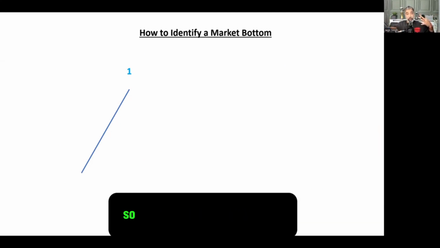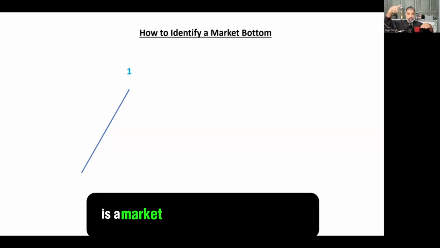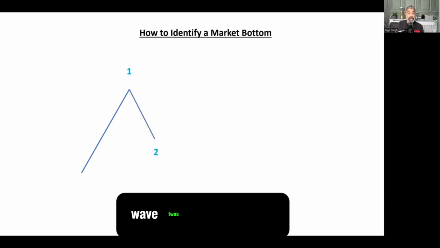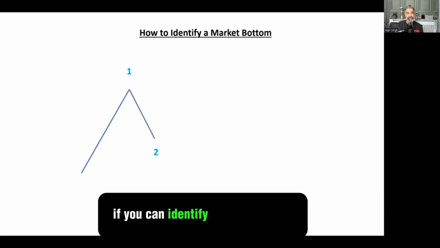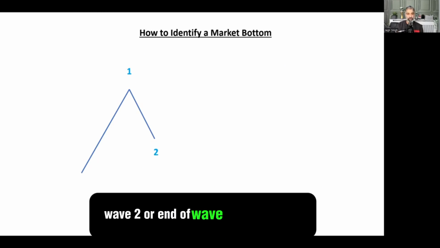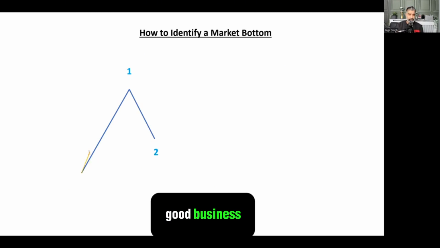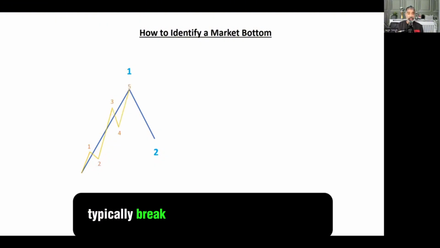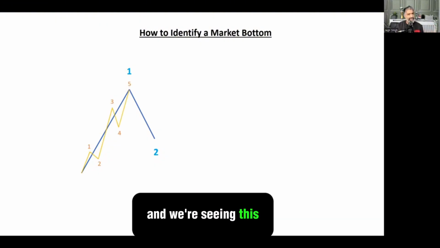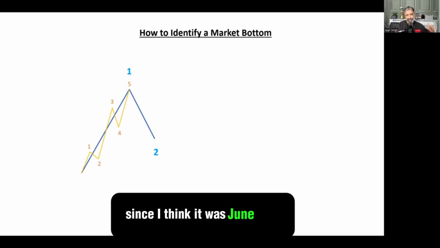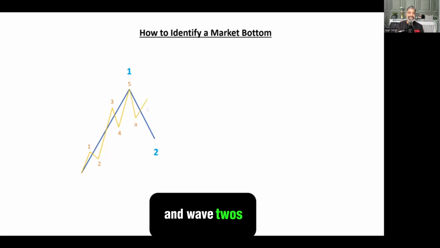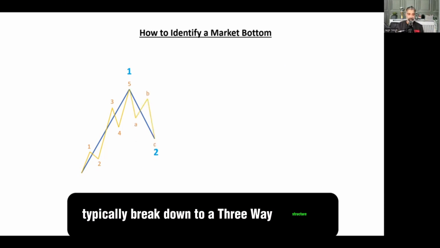So 5s and 3s. What I'm always looking for is a market to do some type of impulse and then some type of correction. And the correction is often a wave 2. Wave 2s are my favorite. If we can identify a very clear-cut wave 2 or end of wave 2, then we're in good business. So knowing that wave 1s typically break down to a 5-wave structure, and we're seeing this with Ethereum since I think it was June 18th, we've just had a nice 5-wave structure to the upside, and wave 2s typically break down to a 3-wave structure.